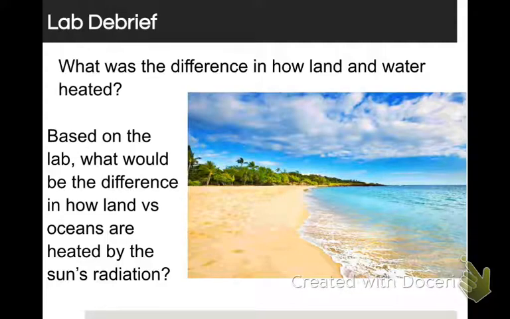So based on this lab, based on those results, what would be the difference in how land versus oceans are heated by the sun's radiation? I'll go ahead and let y'all pause this video and just give you a quick second to discuss that.